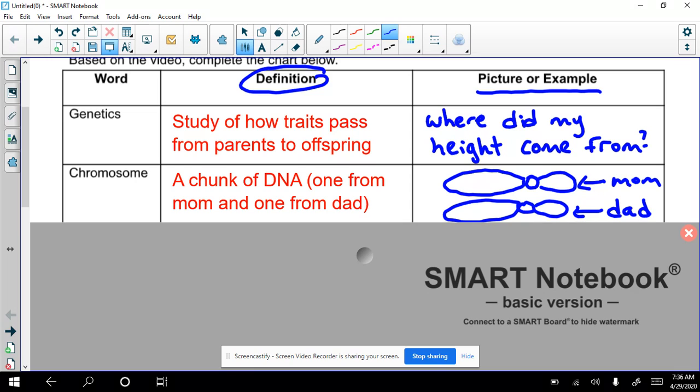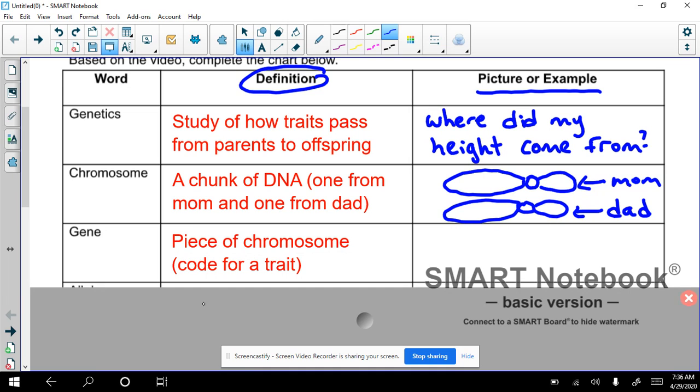Humans, we actually have 23 pairs or 46 chromosomes total. You got 23 of your chunks of DNA from your mom, you got 23 of your chunks of DNA from your dad, and that's why you're a mix of your two parents. And we're going to try to learn about that a little bit today, how we become a mixture of two other individuals.